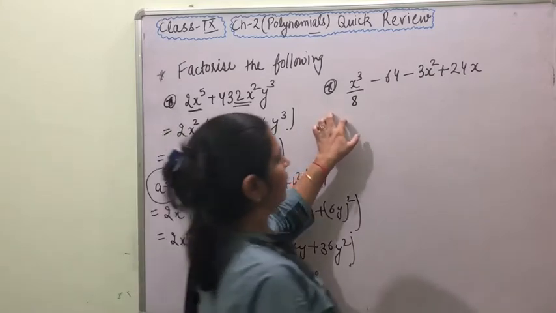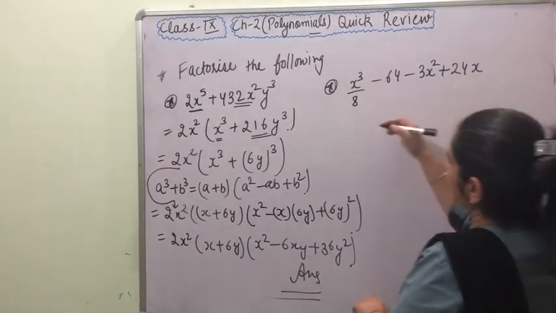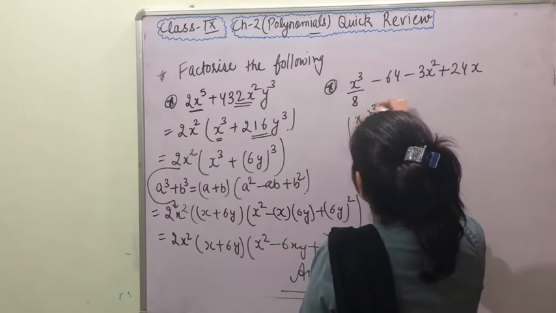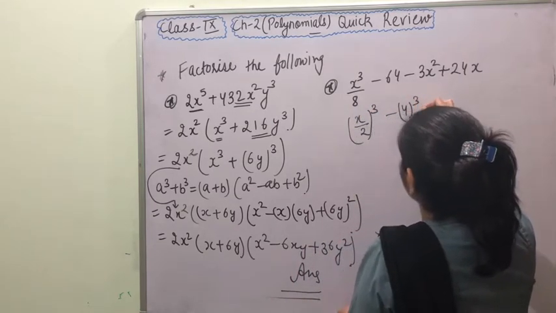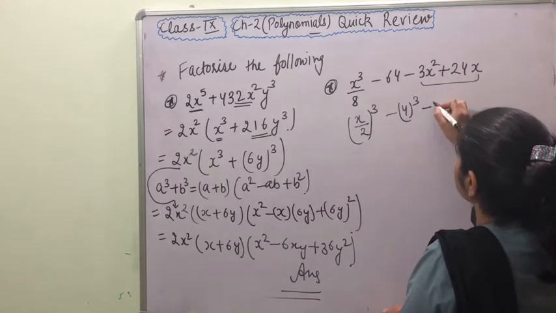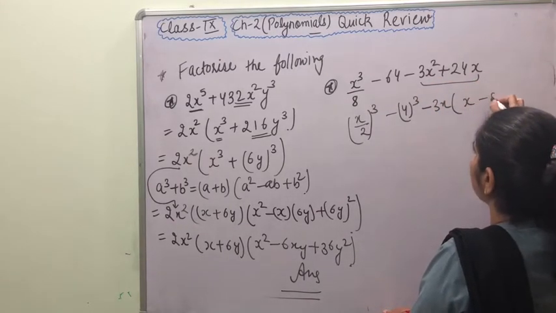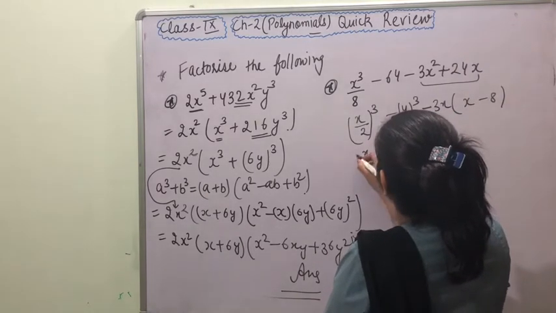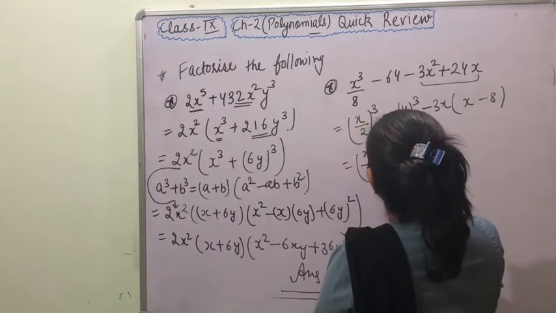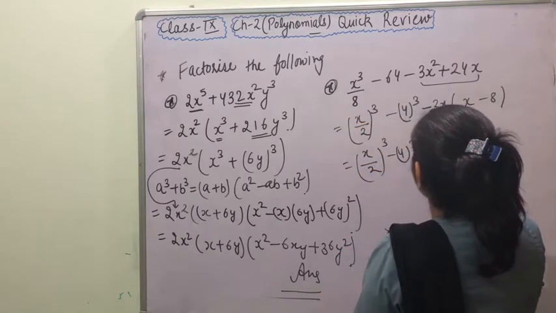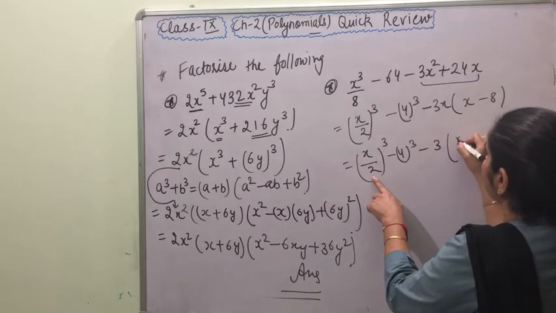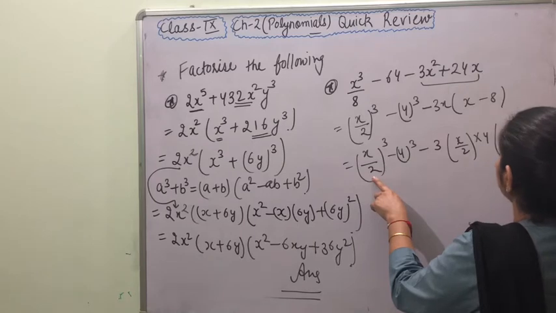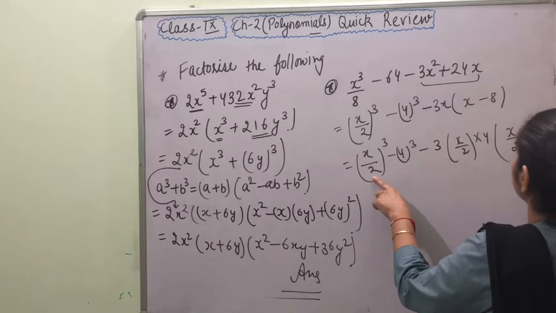This question again we have to apply by applying identity. This first term we can write as x by 2 whole cube, this second term as 4 cube, and this we can write by taking 3x as common out, x minus 8. Okay, now x by 2 whole cube first term, second term a cube minus b cube minus 3ab. A is x by 2, b is 4 and x by 2, a minus b, x by 2 minus 4.